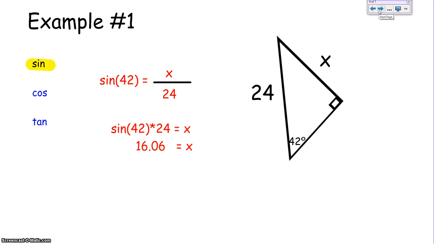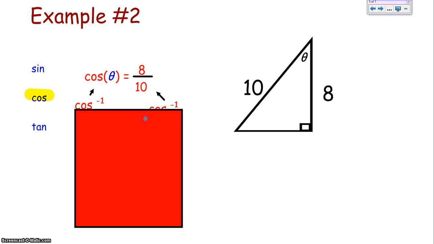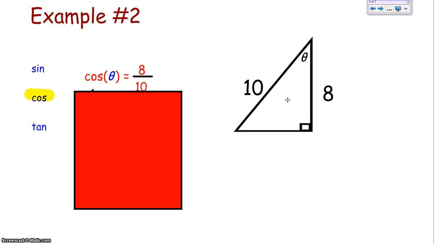Let's take a look at another example and see if we can identify the ratio. That's really where it's going to be key. In this problem, I can already see I don't have an angle. So I know I'm going to be doing some inverse of either sine, cosine, or tangent. Looking at my angle theta, I see I have the side adjacent, and I have the side that's the hypotenuse. So adjacent over hypotenuse gives me cosine. When I set up my problem, I know that the cosine of theta is equal to 8 over 10.